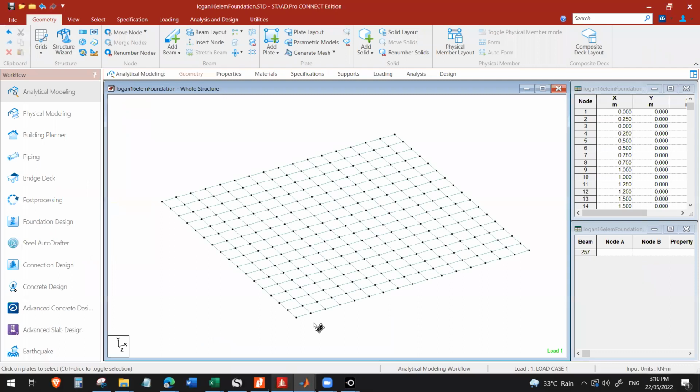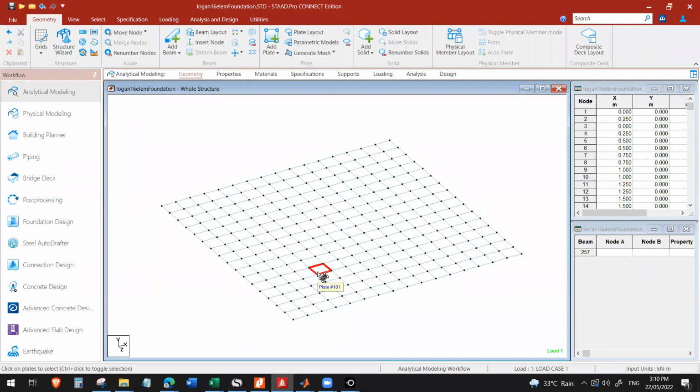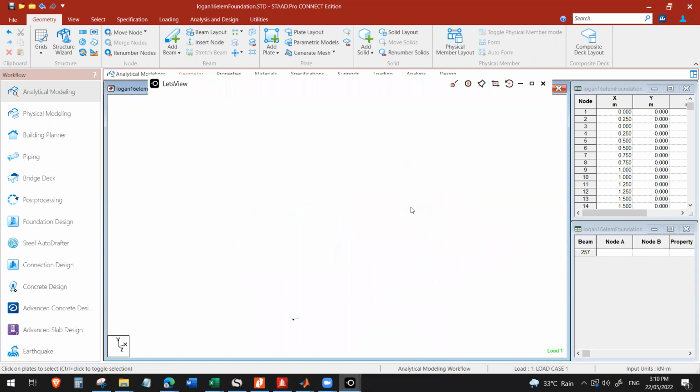Okay, so in this lecture, we will solve an isolated footing using plate bending, rectangular plate bending element. So, for example, I have this elevation of footing. So I got this reaction, 4,000 kilonewton, from my STAAD model.